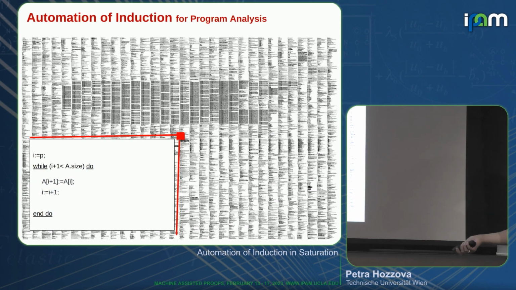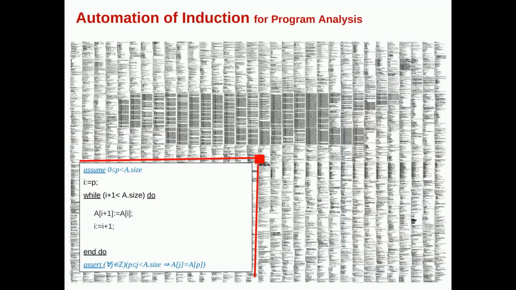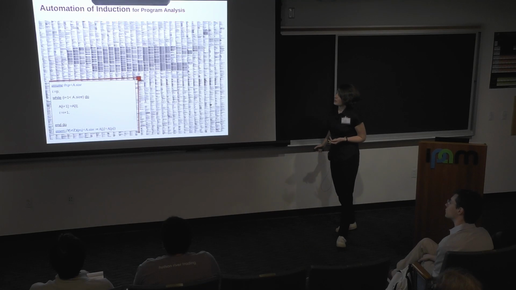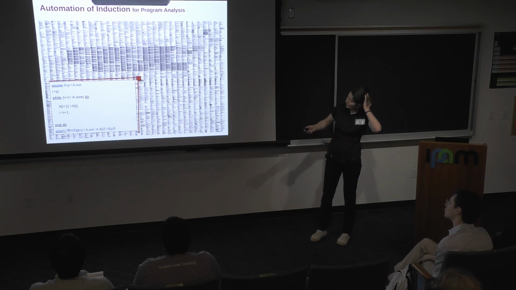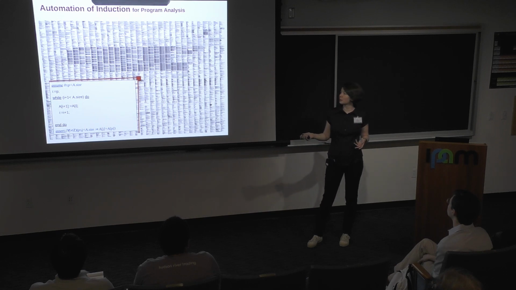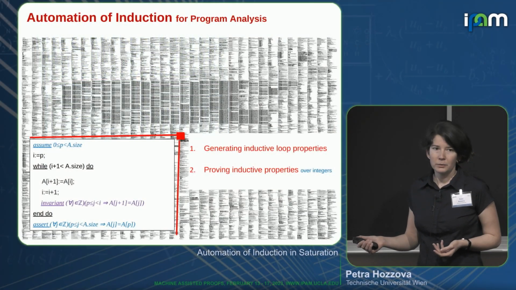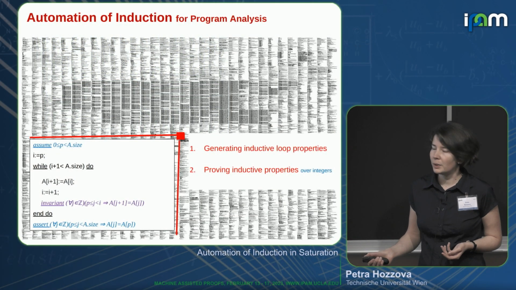And given such a very simple loop, what we would like to do is prove that if the position P, in fact, is within the array, then after the code terminates, the loop finishes, all the values stored on positions between P and the end of the array are the same and correspond to the value that is stored at position P. And we would like to do this in a fully automated fashion. So the process of proving this assertion will consist of two parts. First, we will generate inductive loop properties. This is part of our work that I won't be speaking about, but it can already be done automatically.